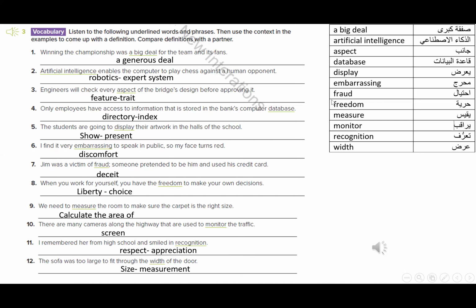It's very important to keep these words and use them in your writing. Memorize these words and use them in your writing. A big deal, artificial intelligence, aspect, database, display, embarrassing, fraud, freedom, measure, monitor, recognition, width.